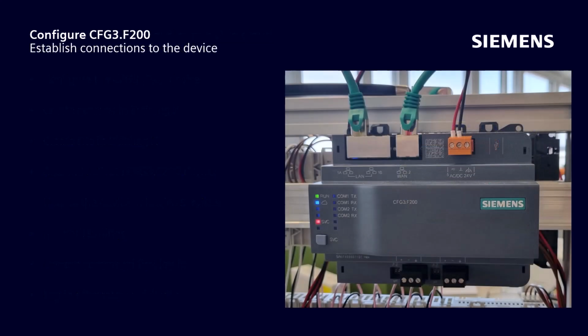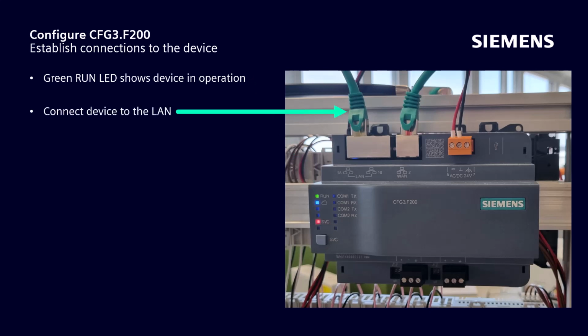Let's start with the basic requirements for the connections to the device and network. Make sure that a network interface card is set up of the operating system. The continuously green run LED indicates that the device is powered on and in operation. As next, connect the F200 device to the local area network.